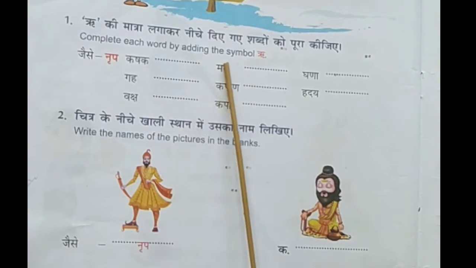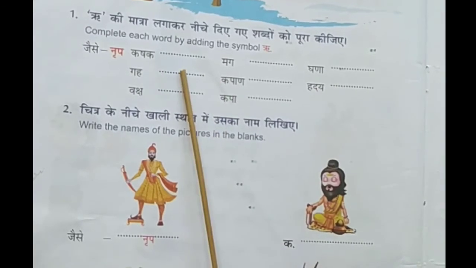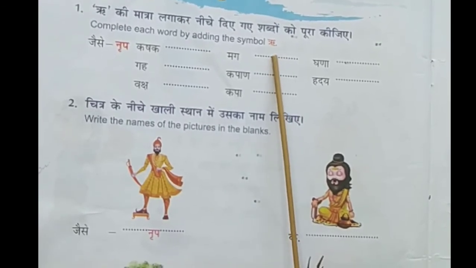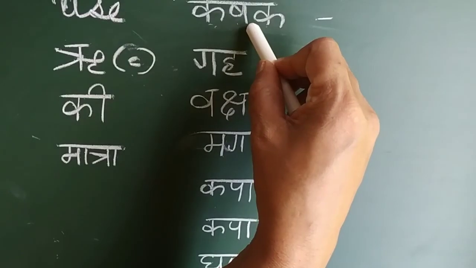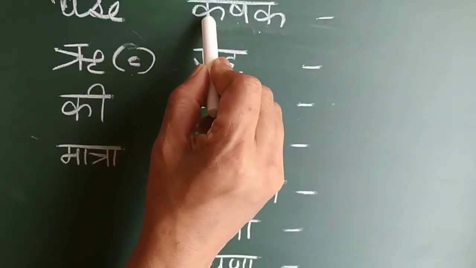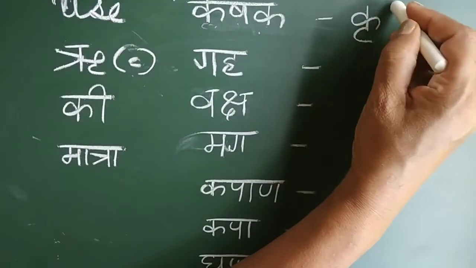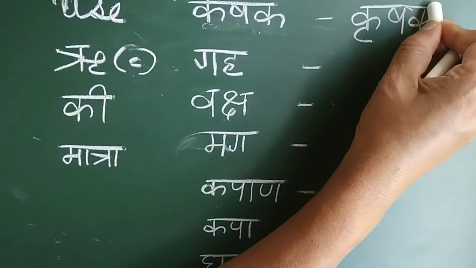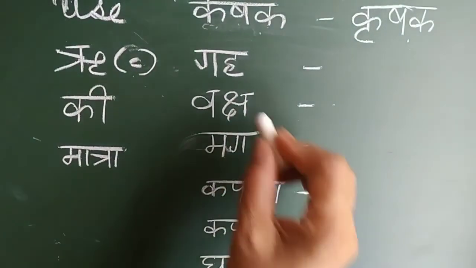Complete each word by adding the symbol ri. Children, here you can see so many words without matra. So you have to use the symbol of ri. Okay. Let's see. We can see the question model from this part. Use ri ki matra. See, we have to write the symbol of ri below the first letter. Write and see. Krishak.